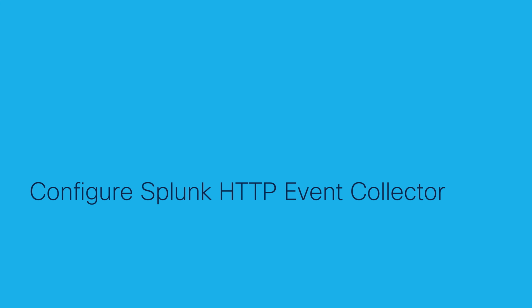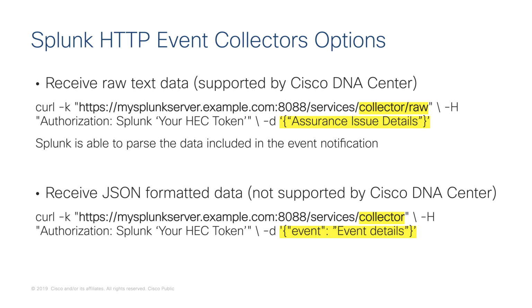Let's start by configuring Splunk HTTP Event Collector. Splunk HTTP Event Collectors provide a variety of options to input data in the Splunk Enterprise Server. In our case, we are going to receive raw text data from Cisco DNA Center. It is important that we append the word raw at the end of the URL for the HTTP collector.